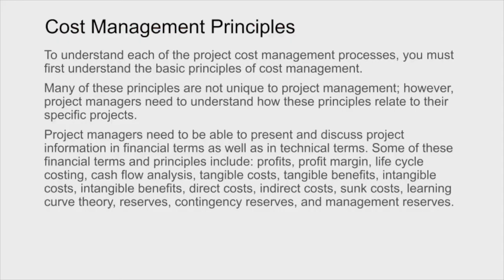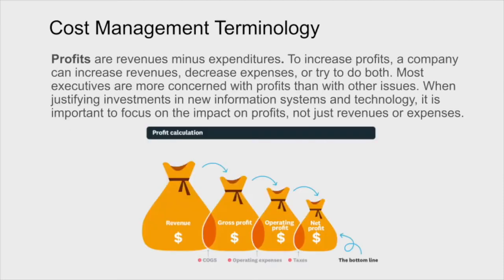Next, we're going to talk about the processes that are involved in cost budgeting. Before we actually begin that, though, we really need to look at some of the terminology. First, we look at profits. Profits are really a simple calculation. You take your revenue and you subtract your expenses. That gives you your profit.